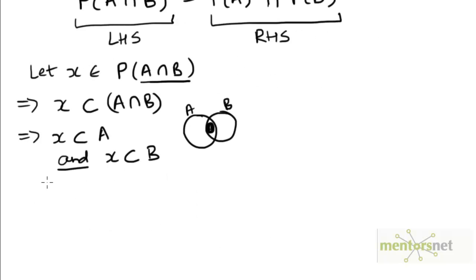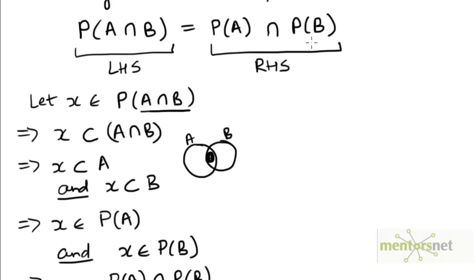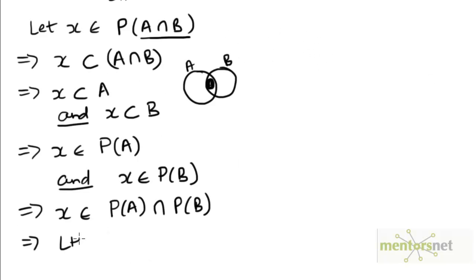Now if X is a subset of A, from the definition of the power set, it follows that X must be an element of the power set of A, because the power set of A has all the subsets of A. And if X is one of those subsets, then X must be an element of that power set. Similarly, X must be an element of the power set of B if it's a subset of B. Now since X is an element of both of these sets, X must be an element of the intersection of these two sets. This means X is an element of the set on the right hand side. So the left hand side is a subset of the right hand side, because an arbitrary element X drawn from the left hand side set turned out to be an element of the right hand side as well.